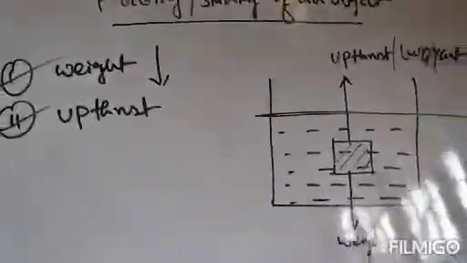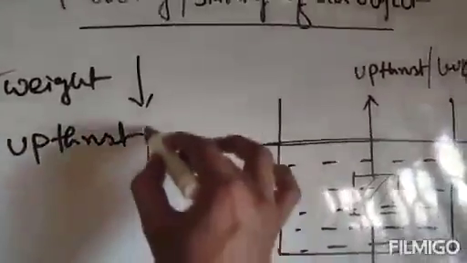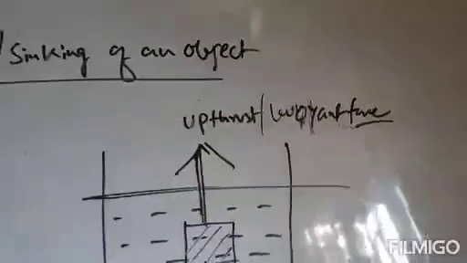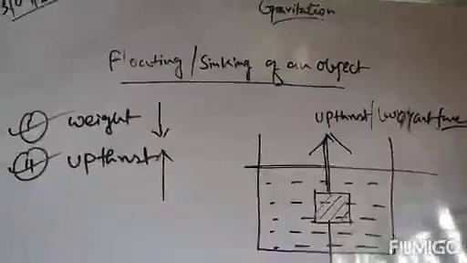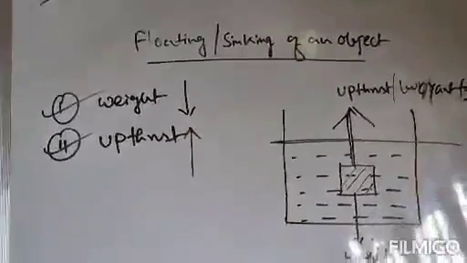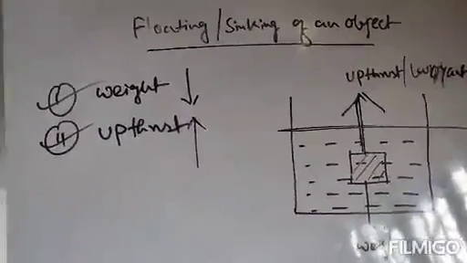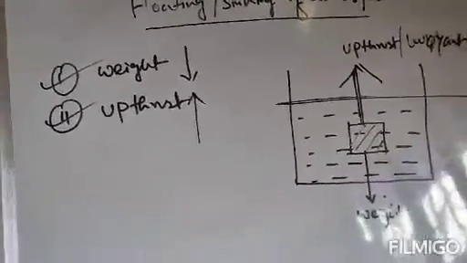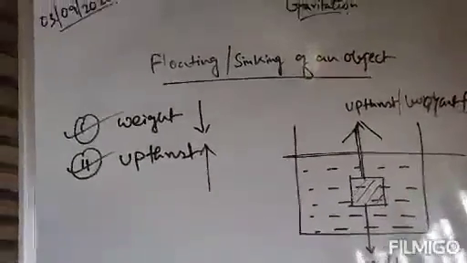The second force is the upthrust force or buoyant force, which acts in the upward direction, and it tends to push up the object from the liquid. So there are two forces, one is weight and one is upthrust. The weight acts downward and tends to pull down the object, and the buoyant force acts upward and tends to push up the object from the liquid.